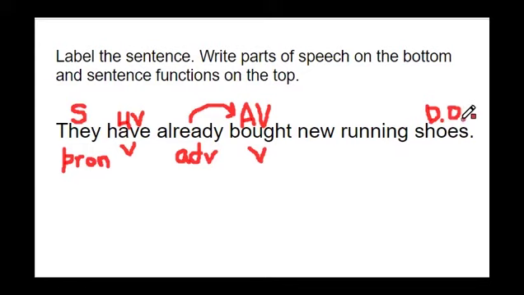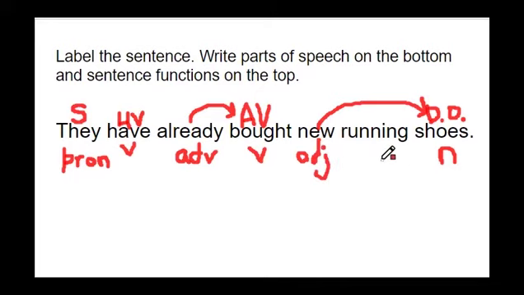And in case it actually is an object, right? Person, place, thing. Now we've got new. New tells us what? Tells us about the shoes. And what kind of word modifies a noun? Definitely adjectives.